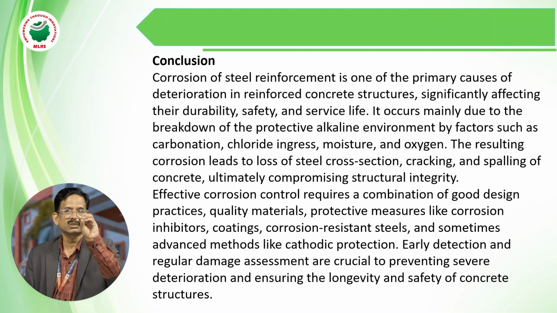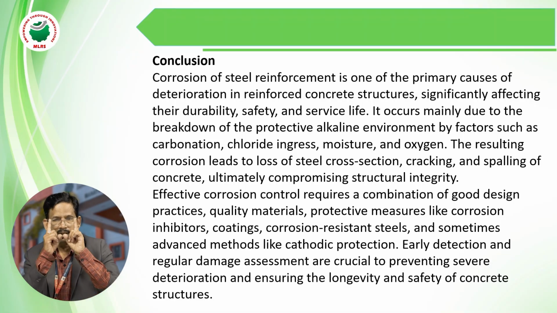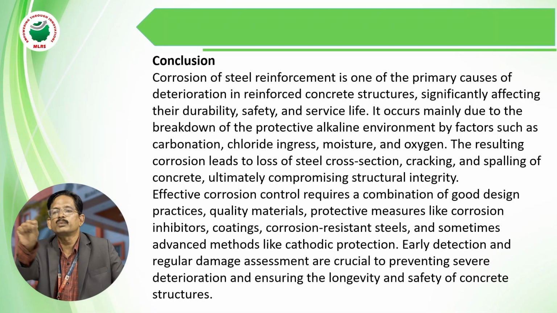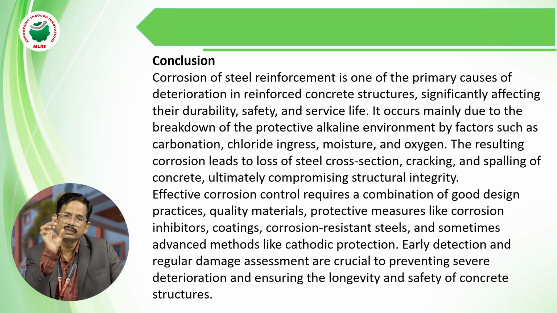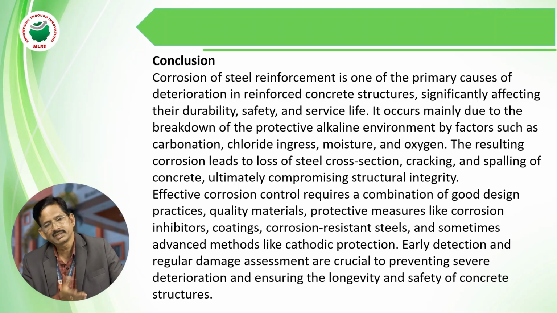Because of the corrosion of the steel reinforcement, the cross-sectional area of the steel will be reduced. So instead of 16 mm, it will become 12 mm, or sometimes 10 mm also. You are designing a particular structure with 4 bars of 16 mm, but because of corrosion, 4 bars of 16 mm will be reduced to 4 bars of 12 mm, and automatically the area will be reduced. Is it right or not?